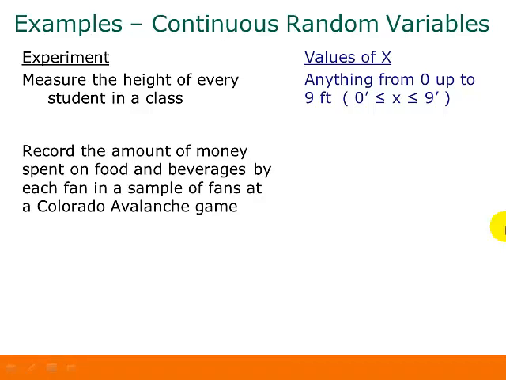Another experiment would be to record the amount of money spent on food and beverages by each fan in a sample of fans at a Colorado Avalanche game. So again, our values of x are going to be anything within a certain range. X couldn't be less than 0, so the values of x could be anything from $0 up.